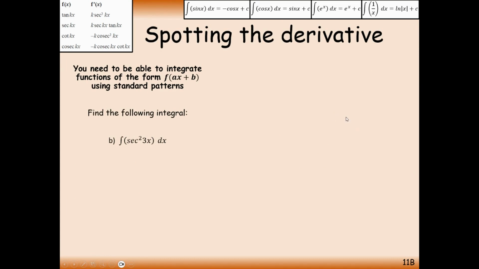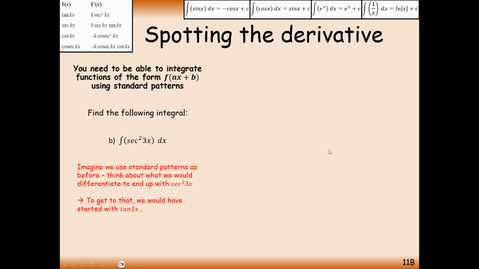So we know in this example that the integral of sec squared, if you remember, or if you look up in the top left corner, the derivative of tan was sec squared. Therefore, when integrating sec squared, we will get tan. But there is a coefficient in front of x. There is a 3 in front of x. Therefore, we would have ended up with a 3 in front of sec squared if we differentiated tan of 3x.